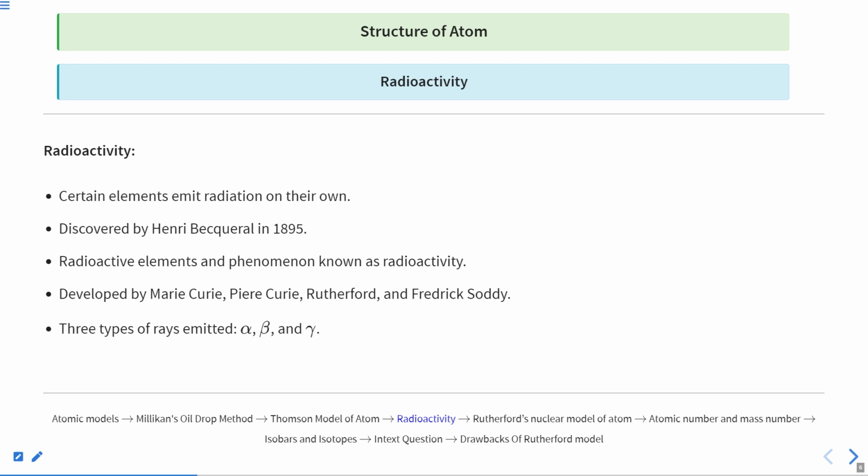So before moving to the Rutherford model, we should know some terms. First of all, we will know about alpha, beta and gamma rays. So what are alpha, beta and gamma rays? Certain elements emit radiation on their own, and it was discovered by Henry Becquerel. Radioactive compounds are those which emit particles that are very unstable and very high in energy, right? These are emitted by various elements, the most common being uranium, which is radioactive in nature.